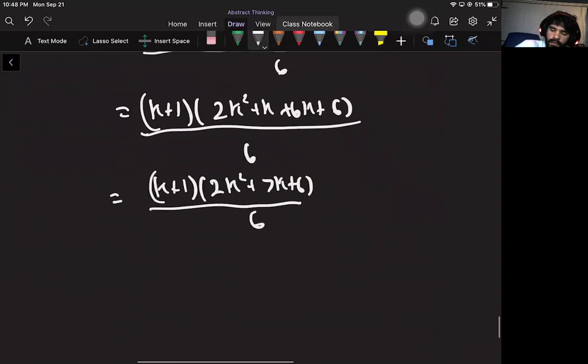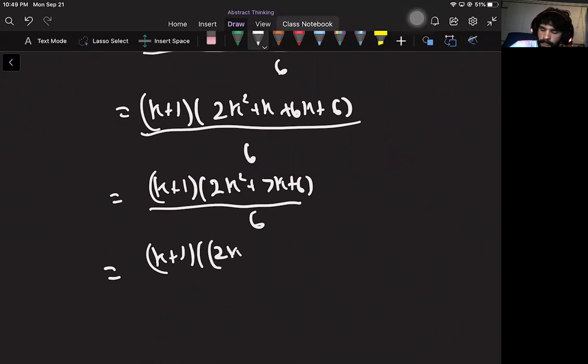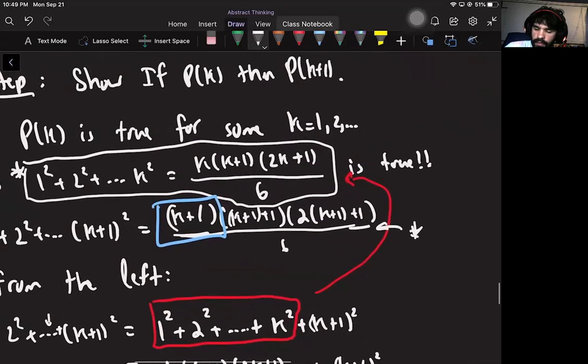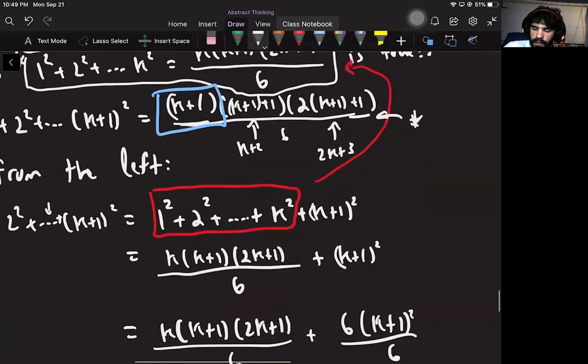Let's see, that factors: 2k squared plus 7k plus 6, 2k plus, oh god, 3 times k plus 2. Yeah, that's the factorization. Good. Aha, and we're done. This is exactly that up there. That becomes k plus 2, and this becomes 2k plus 3. So yeah, this is what we wanted to show.